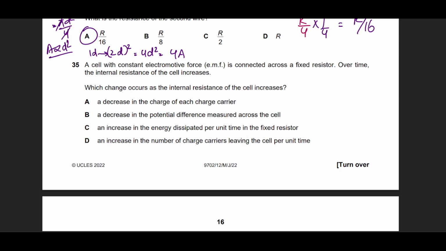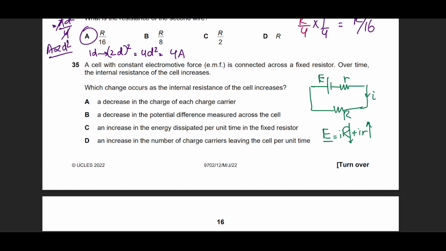Question number 35 is a definition. It says that it's an EMF connected to a fixed resistor. Over time, the internal resistance of the cell increases. And we know that if we have a cell with an internal resistance and an external resistance, he says this is small r, this is capital R, this is EMF, and the formula becomes E equals IR plus Ir. Let's say this is the current I in the circuit. He says that the internal resistance is increasing. If this is increasing, then the share of the external resistor will start decreasing because the EMF can only do so much.